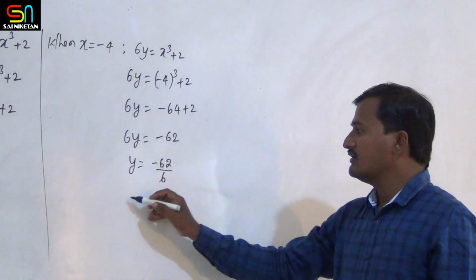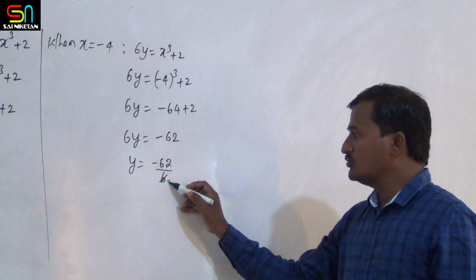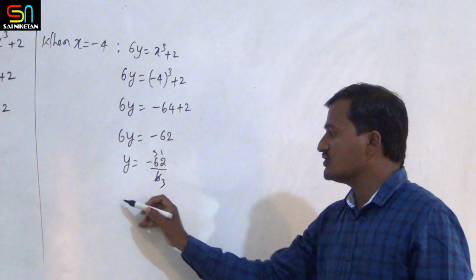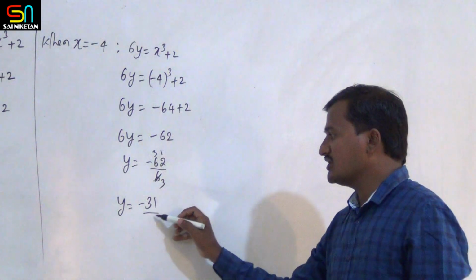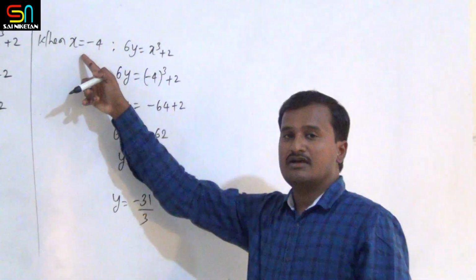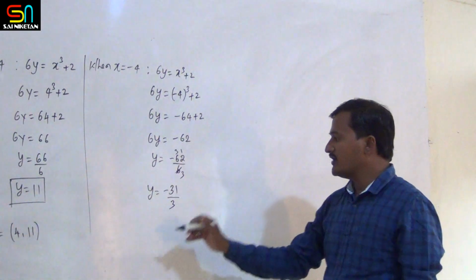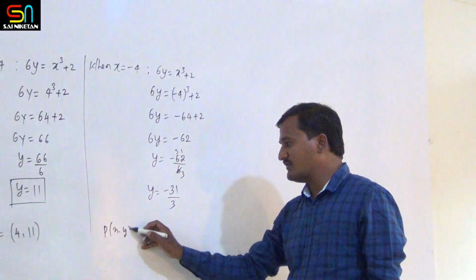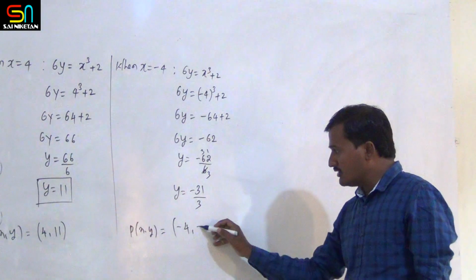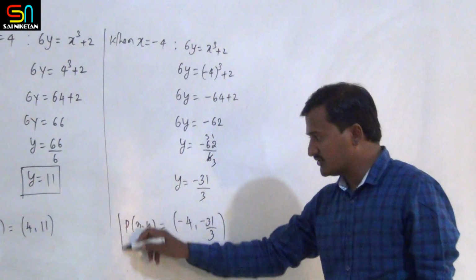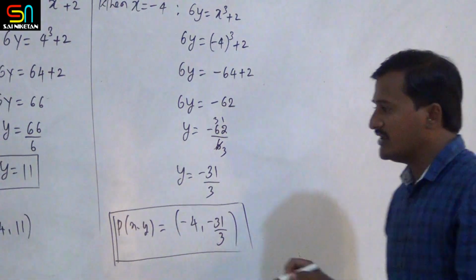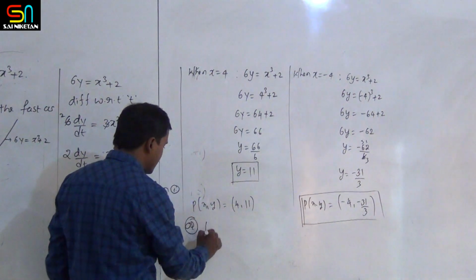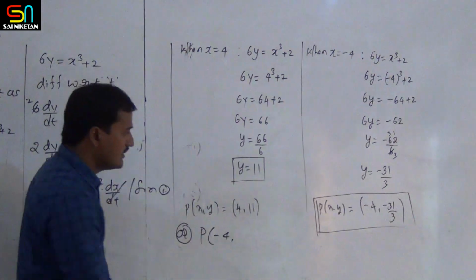So clearly here you have to cancel the term. Here 2 3s are 6 and here 2 3s are 6... dividing by 2, it is 1. So clearly what is the value of y? Here it is minus 31 by 3. So when the value of x is equal to minus 4, then the value of y is equal to minus 31 divided by 3. So another point, that is P of x comma y is equal to minus 4 comma minus 31 divided by 3. So clearly this is the point. Either the coordinate of point P is 4 comma 11 or the coordinate of P is minus 4 comma minus 31 divided by 3.